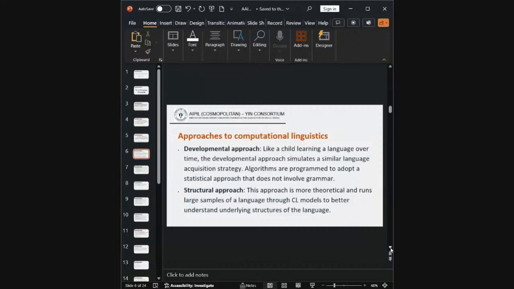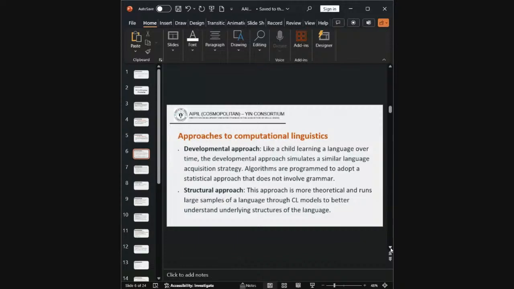At first, it will say cup. And you're wondering, okay, what about the cup? Pointing to cup, do I want to throw the cup away? Do we need to bring the cup to you, or you want to play with the cup? It's a developmental approach. That same style is what we are discussing here. And then it says algorithms are programmed to adopt a statistical approach. And this does not involve grammar yet, just like I explained. That is the developmental approach start of it. So we are starting just like that.